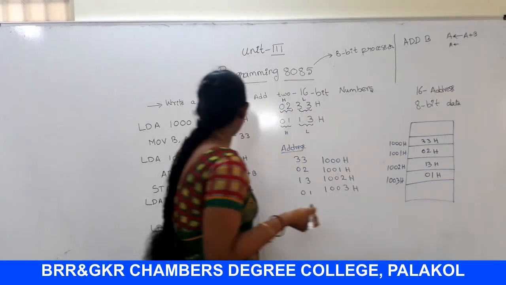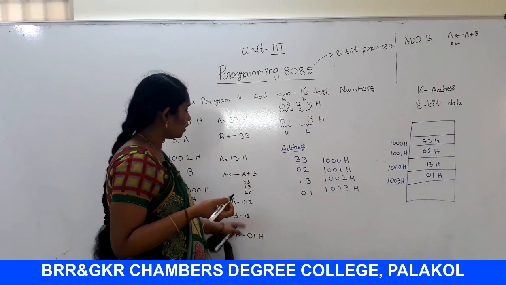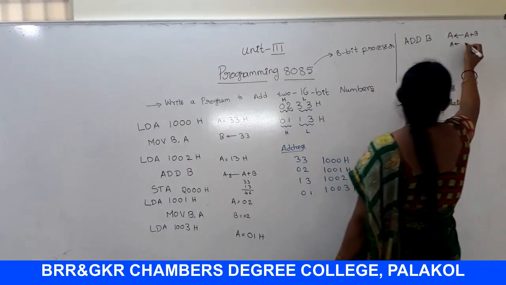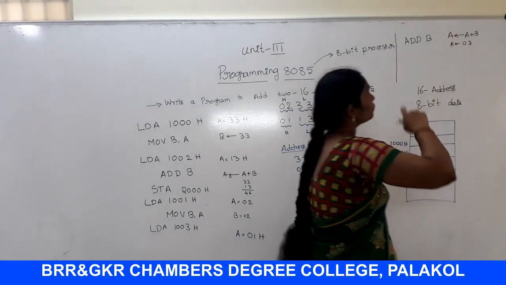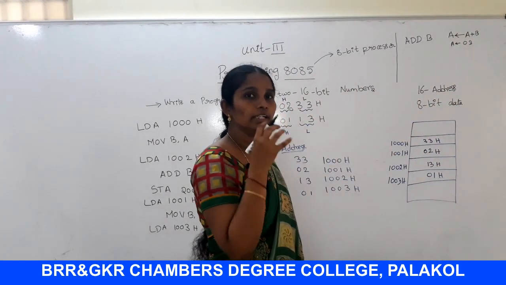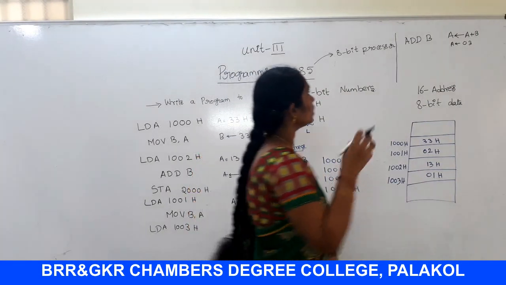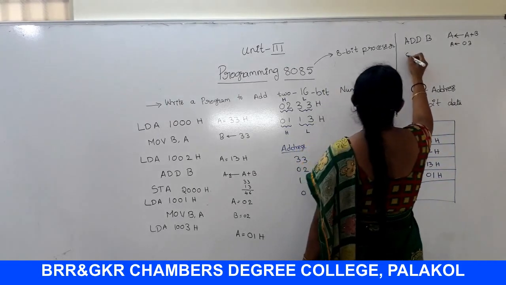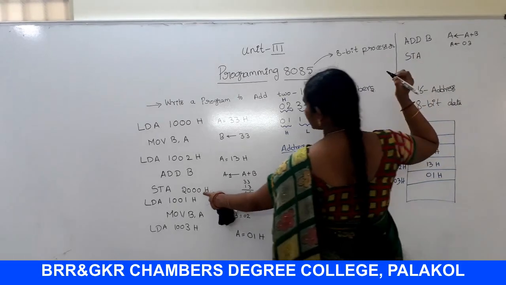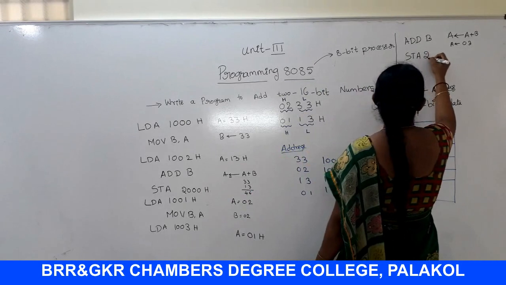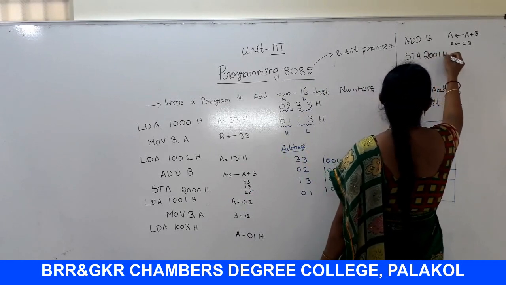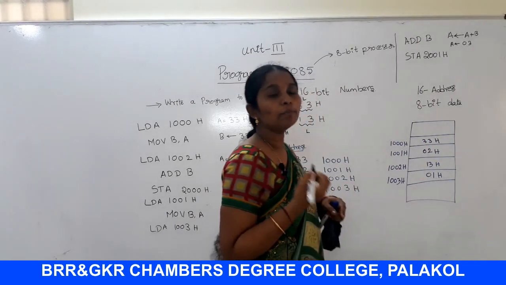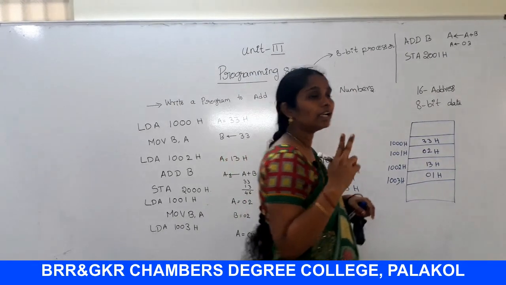So A plus B is equal to 02 plus 01, so that is 03 here. This 03 is stored in some address location, so we assign an address with STA. Here this is 2000, and I am assigning 2001H. Okay, so this is the writing of a program to add two 16-bit numbers.